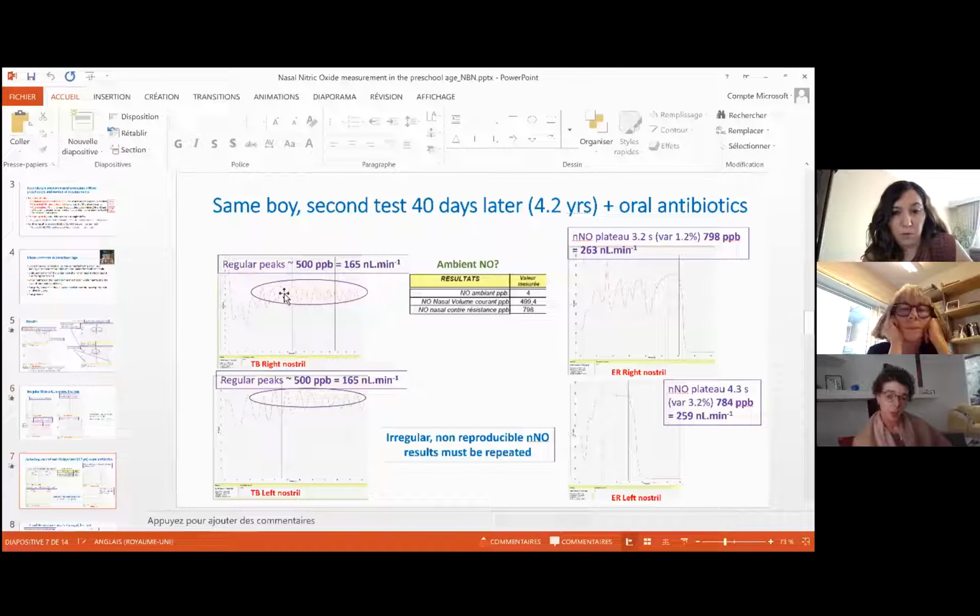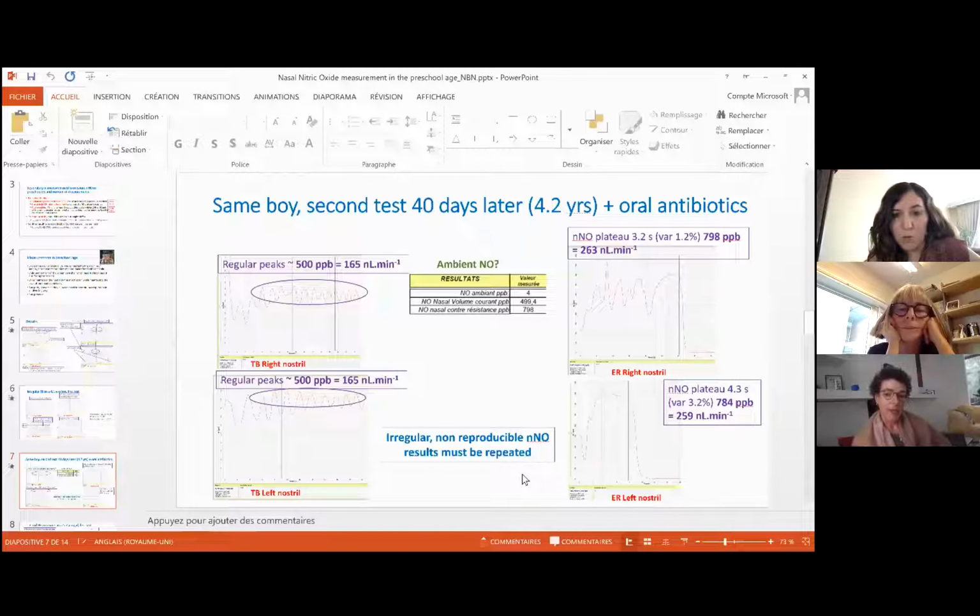And then you see this is the same child. The tidal breathing now in the right nostril is regular, and in the left nostril it's regular, and it's reproducible. It's exactly the same number, so you're very happy. And so you see the result is 500 ppb, so it's higher than the threshold. And the information you don't have from this trace is ambient NO. So you learn French now, and it's very close to English. So you see that the ambient NO is low, so it's good. And then also you see that the child succeeded blowing against a resistance. And so indeed, this child, the second time, succeeded in a reproducible correct plateau.